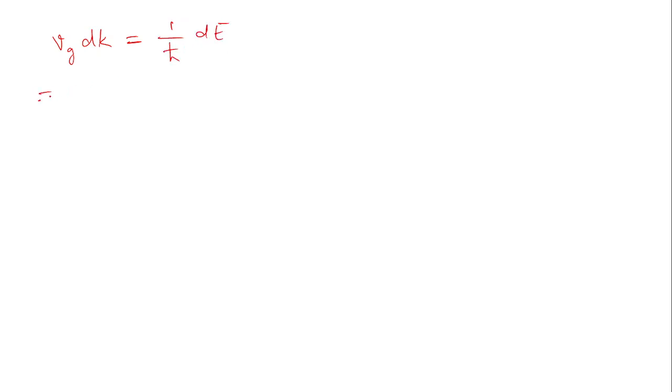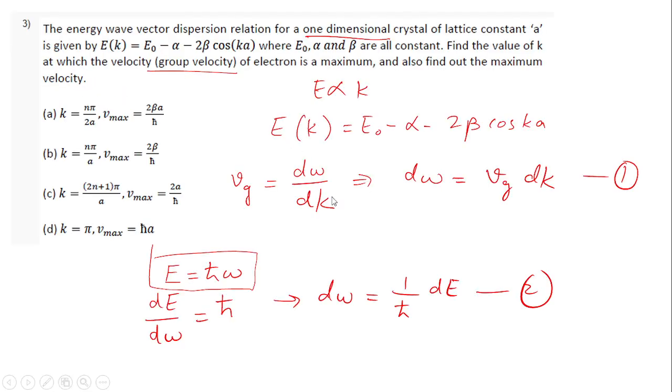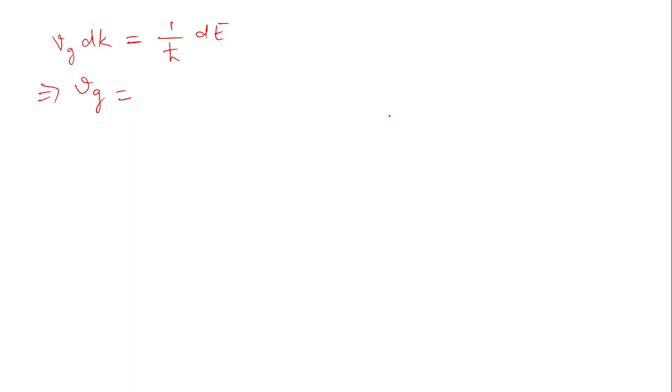Okay, that means the group velocity, which earlier was in terms of d omega by dk, but we didn't have an expression in terms of omega. So that's why we converted this into this expression. Vg is equal to 1 over h bar dE over dk. So it's something like 1 over h bar and dE by dk.